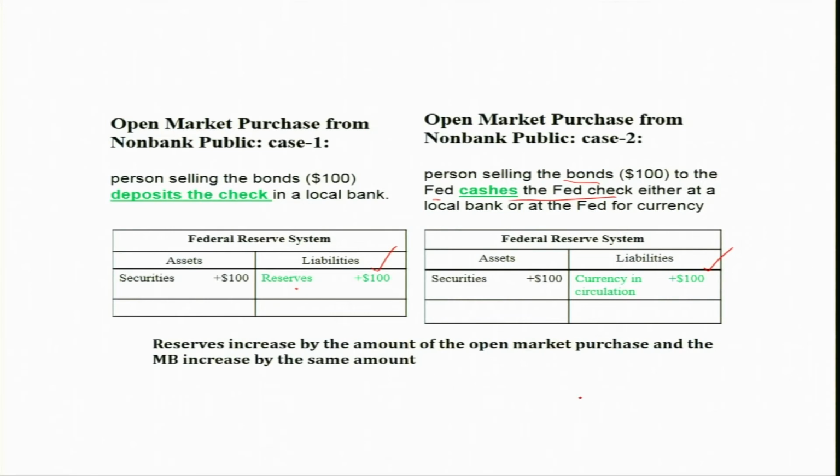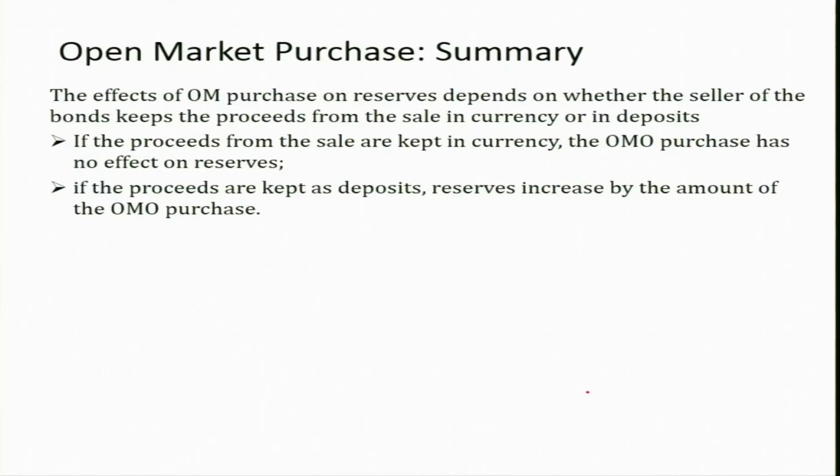In both cases, whether the person selling the bond deposits the check in a bank, or cashes the Fed check at a local bank or the Fed for currency, we see that MB, that is C plus R, increases. In the first process R has increased, in the second case currency has increased. It does not matter actually, because the monetary base increases by the same amount, whether they are depositing in a bank or cashing the proceeds. So, the net outcome is that the monetary base increases.